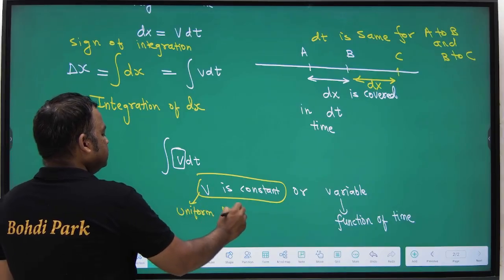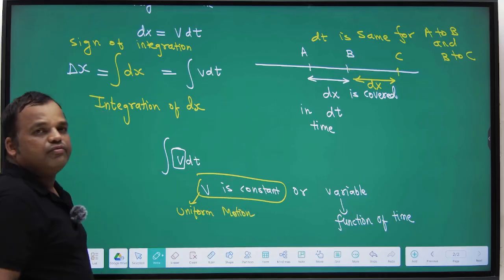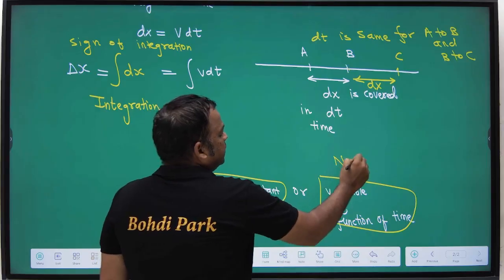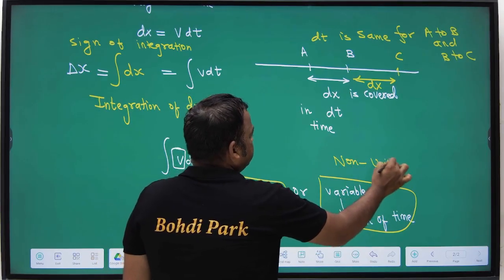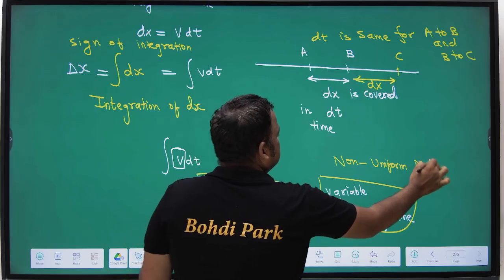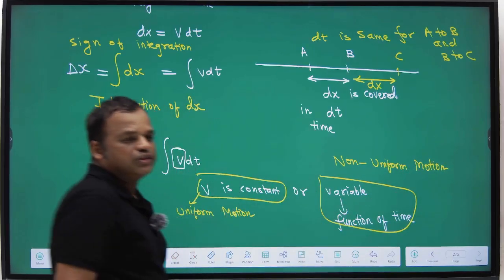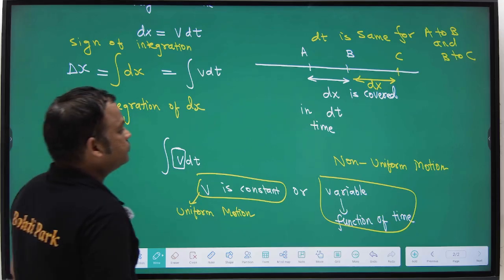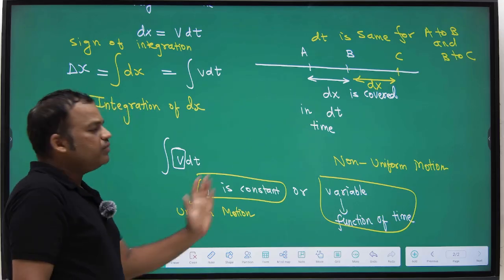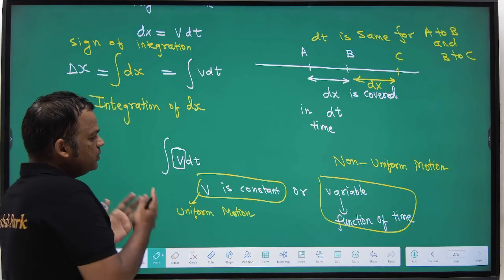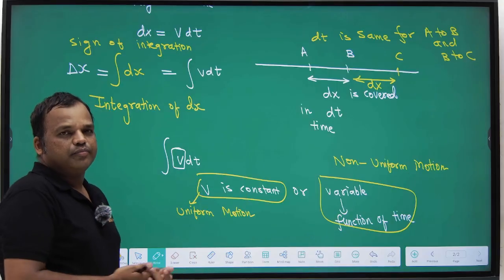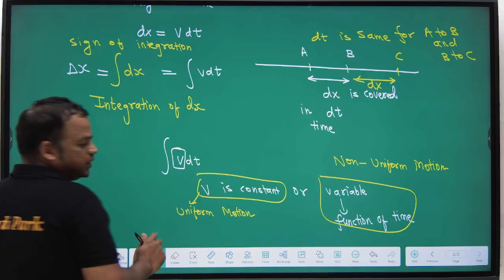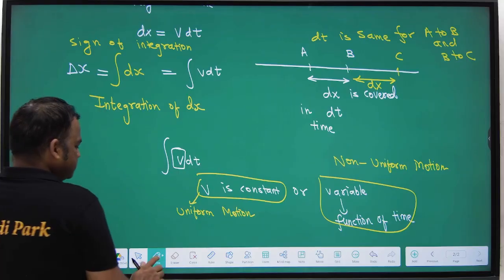Uniform motion. If v is variable, then we say it is non-uniform motion. So one by one we will discuss, because integration is a very important topic in whole physics. So let's discuss one by one. What if v is constant? Let's discuss this first.